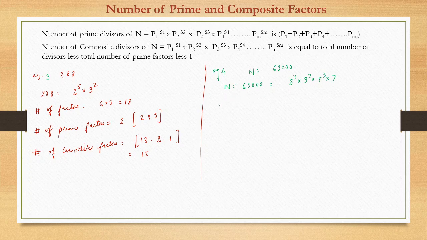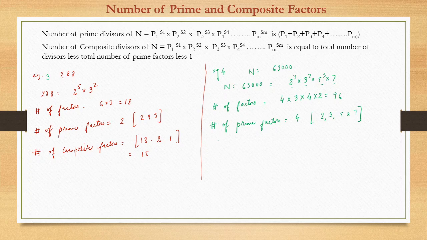Yeah, right. So now the total number of factors, how many factors? 4 into 3 into 4 into 2, this becomes 96. Then the number of prime factors. How many prime factors do we have? We have 2, 3, 5 and 7. So 4. What are those? 2, 3, 5 and 7.